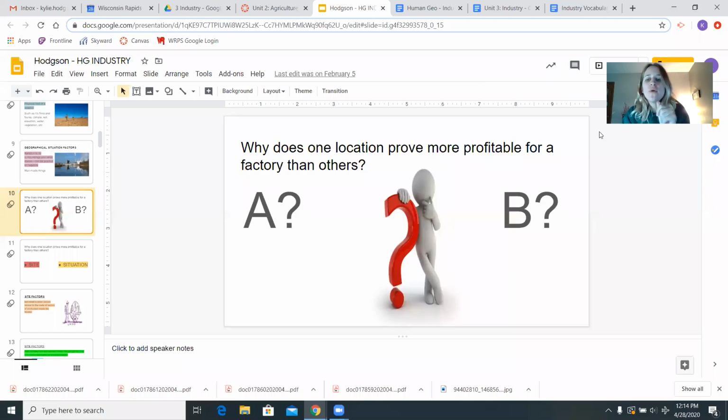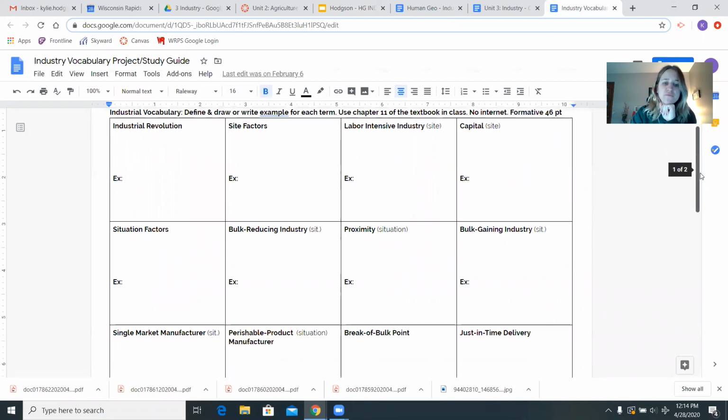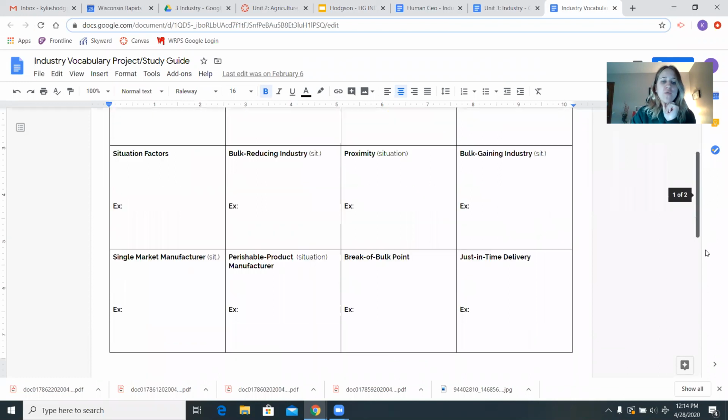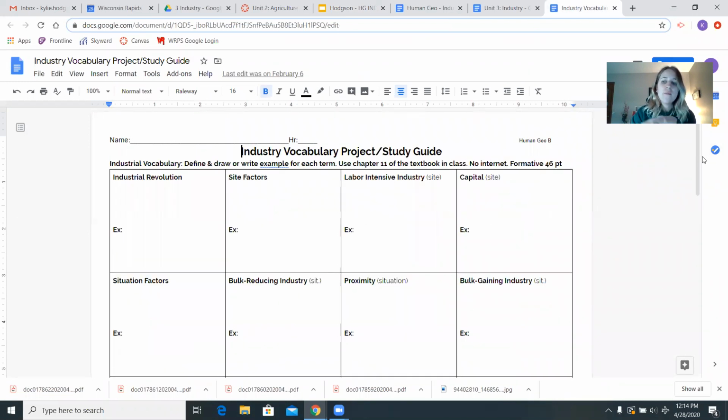Hey you guys, so today we're going to take a little bit of time and talk about terms, vocab, stuff like that. So yesterday I asked you to download this, make a copy of this. If you didn't do this yesterday, go ahead and do that right now. You will need this throughout the rest of the unit. This unit is very term heavy.